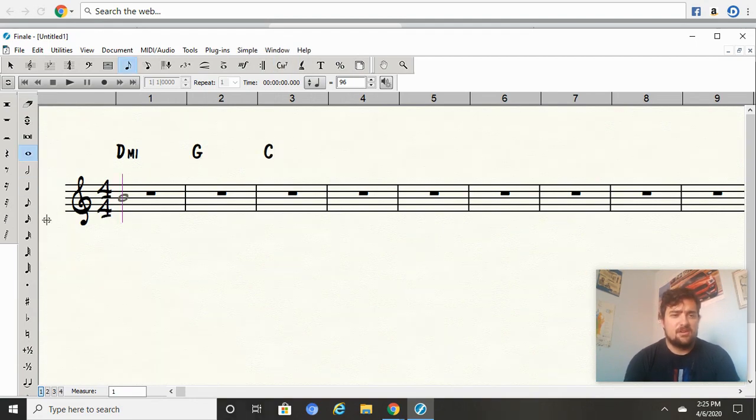So we start on D minor. Where's our root? Our root's going to be down here. D. Then what? F natural, right? Because it's a D minor, and then A.